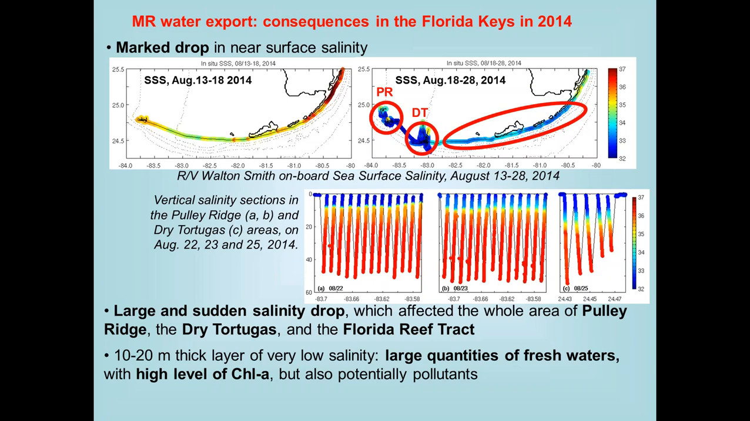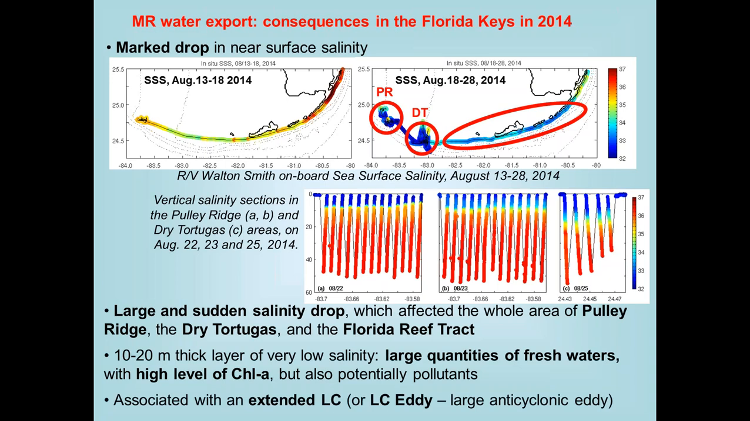And this is a vertical section in temperature and salinity. We see that the surface low salinity river water is 10 to 20 meters thick. So it means that these very large quantities of water are advected really far down the Gulf of Mexico and into the Florida Keys, and that has the potential of transporting material, not only nutrients, but also maybe pollutants or other materials. So this is quite important for the Florida Keys, and we don't really know to what extent it affects the area. But this type of process is typically associated with an extended loop current, or at least a loop current eddy that is able to attract and advect this material southward down the Gulf of Mexico.